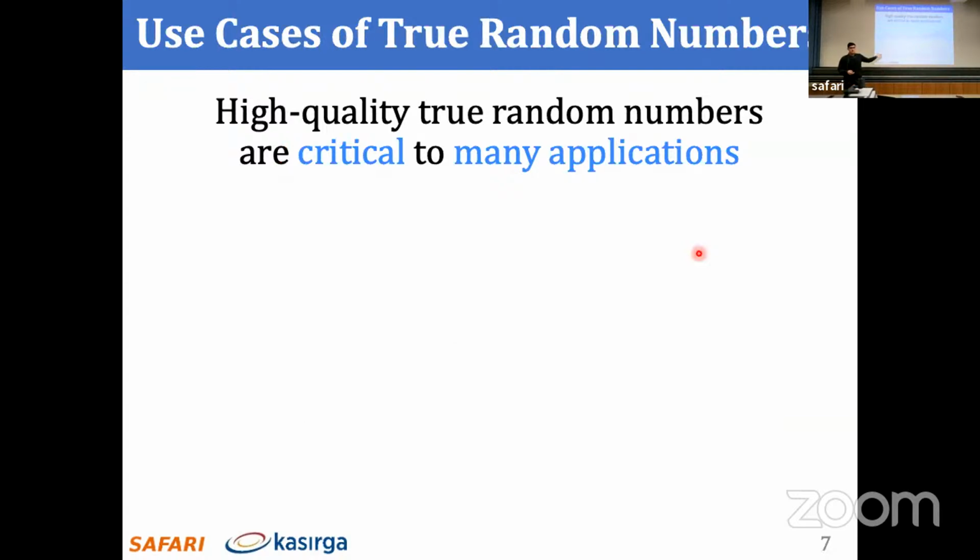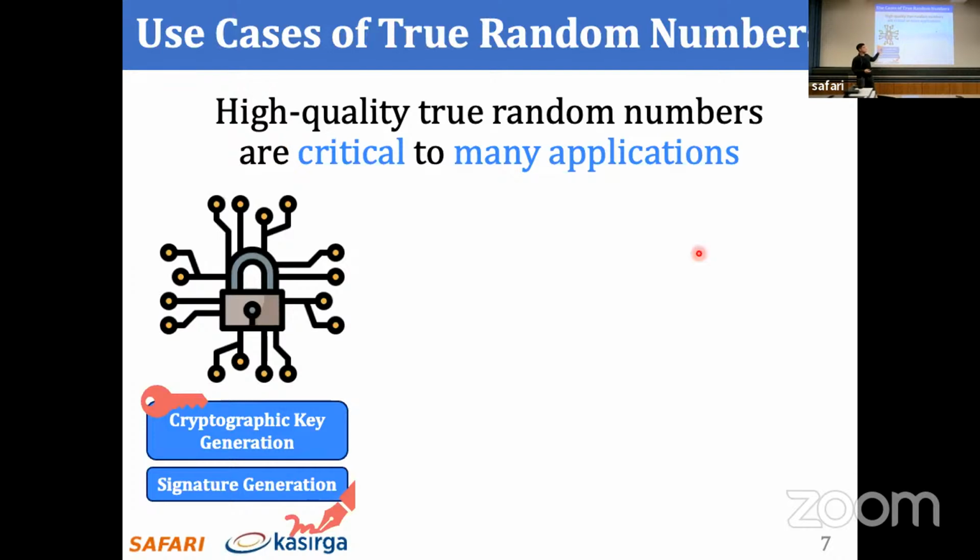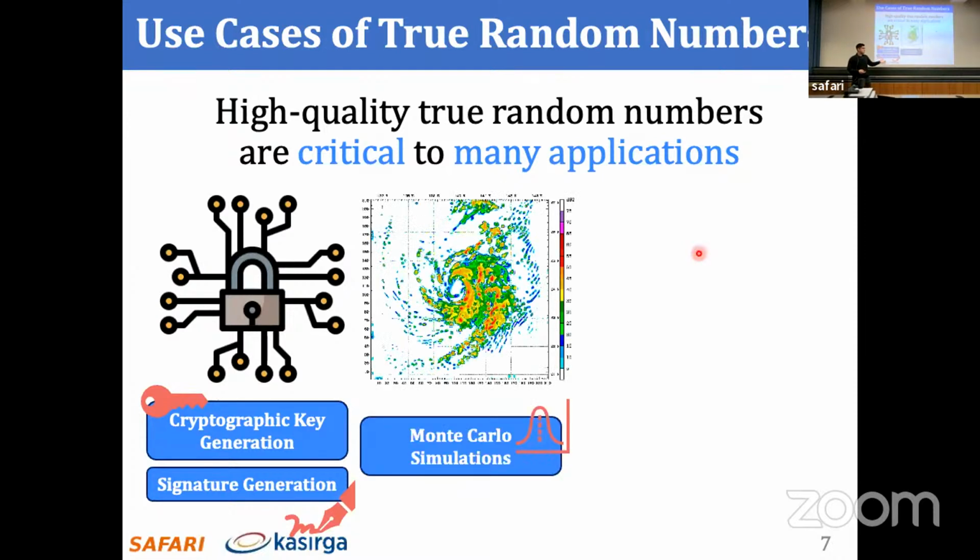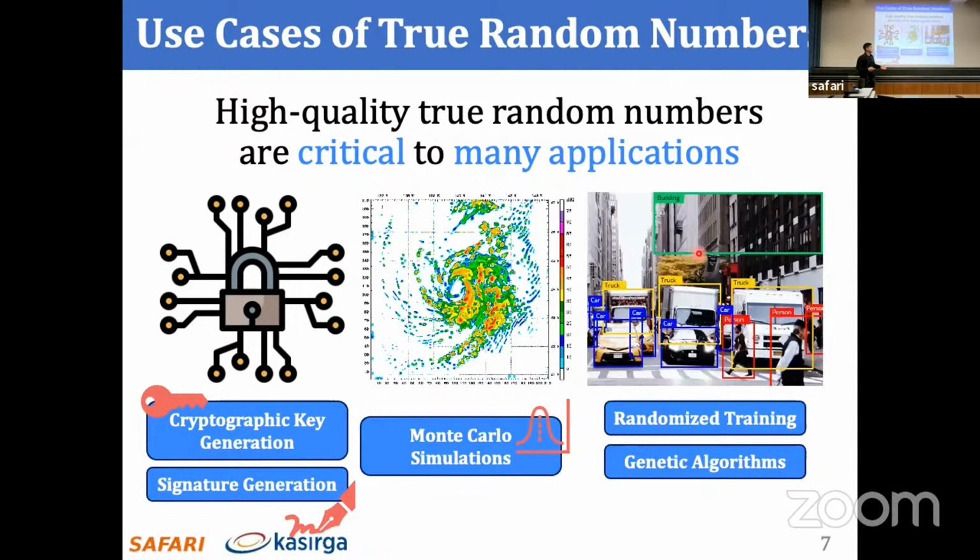So where are random numbers used? High quality true random numbers are useful for many applications today. One of them is cryptography, where we use them in key generation and signature generation. In scientific simulations, we use random numbers to provide certain simulations with numbers that belong to a certain distribution. And even in ML, we use them to perform randomized training, or we use them in genetic algorithms.